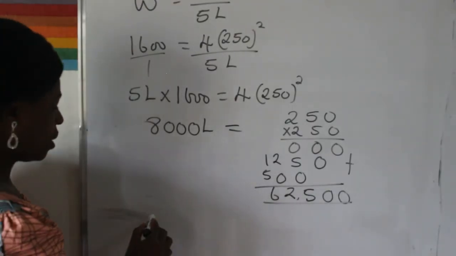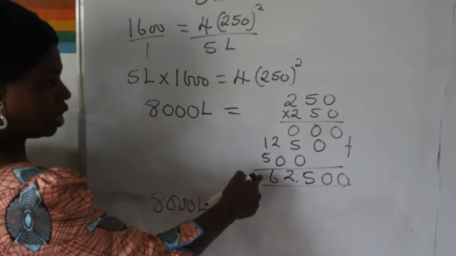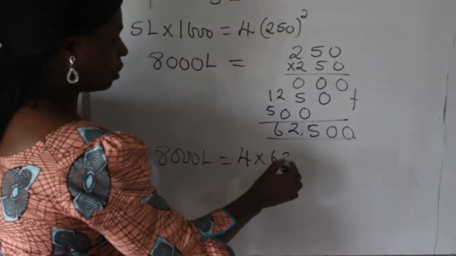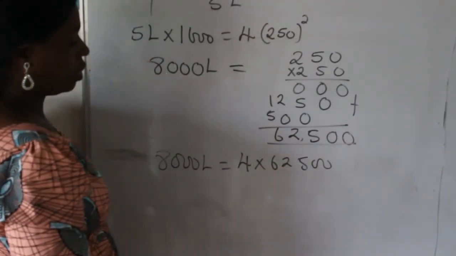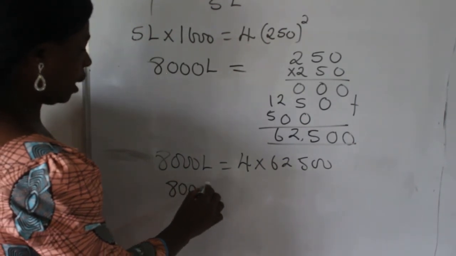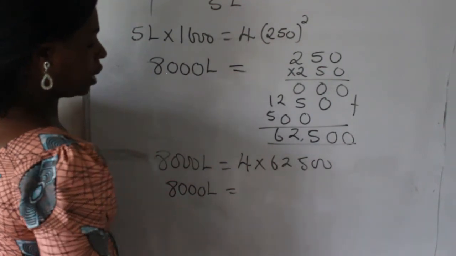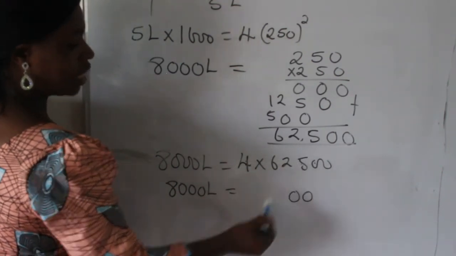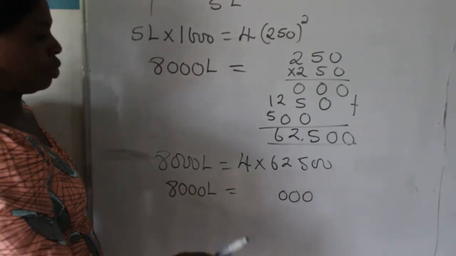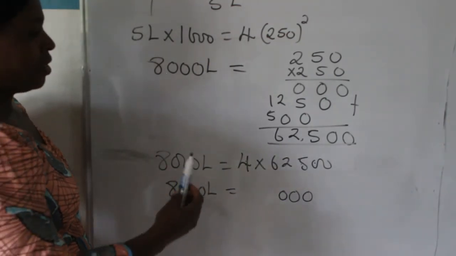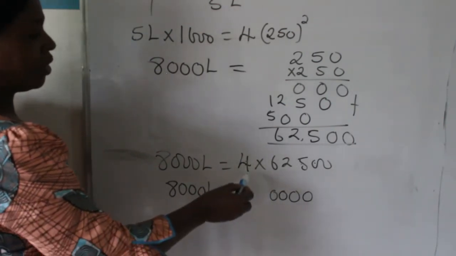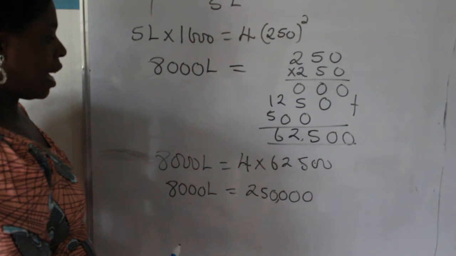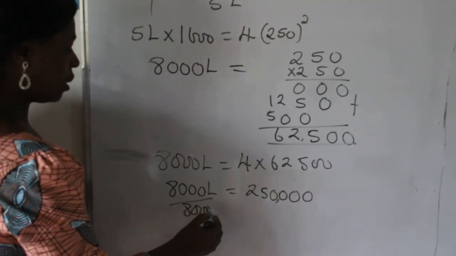Alright, let's proceed. We have 8,000 L is equal to, we need to multiply this 62,500 by 4. So we have 4 times 62,500. When you multiply this one, 4 times 0 is 0. 4 times 0 is 0. 4 times 5 is 20. Write 0, carry 2. 4 times 2 is 8. 8 plus 2 is 10, so we have 0, carry 1. 4 times 6 is 24 plus 1, 25. So here we have 250,000. Divide by 8,000.